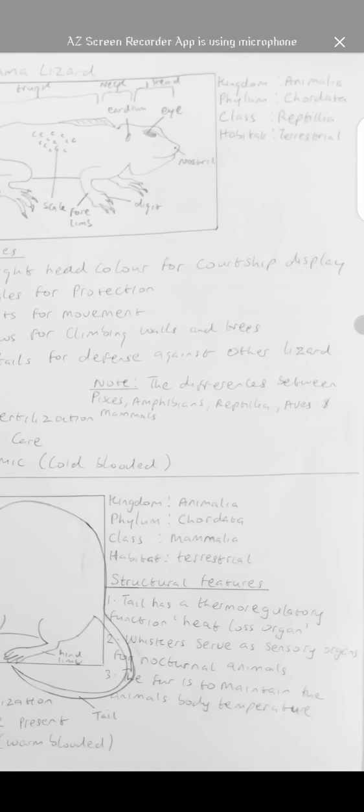Poikilothermic. So I wrote here, note the differences between Pisces, amphibians, reptiles, aves, and mammals. Yes, you should note the differences. Okay? If you observe Pisces, amphibians, reptiles, they are all cold-blooded. They are poikilothermic. They are oviparous. Pisces and amphibians both have scales. Aves share something with Pisces, amphibians, and reptiles. What do they share? They are also oviparous, and they have scales just like reptiles.